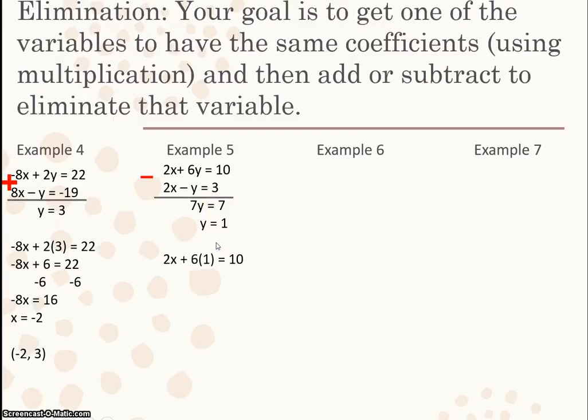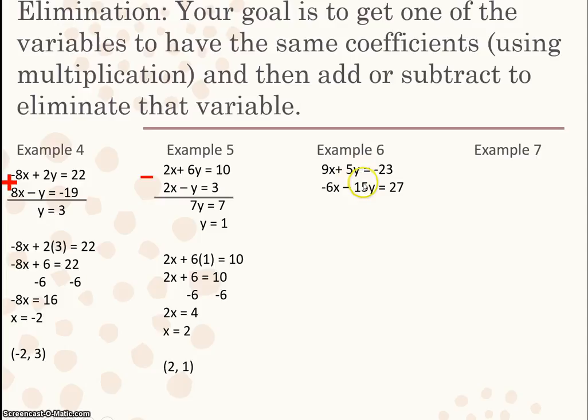Now we have to take that and plug it back into one of our equations. I plugged it into the first one. So 2x plus 6 times 1 equals 10, which is 2x plus 6 equals 10. Subtract 6 from both sides, and you get 2x equals 4. Divide by 2, then you get x equals 2. Now we write it as an ordered pair. The x value comes first, which is 2, and then the y value 1.